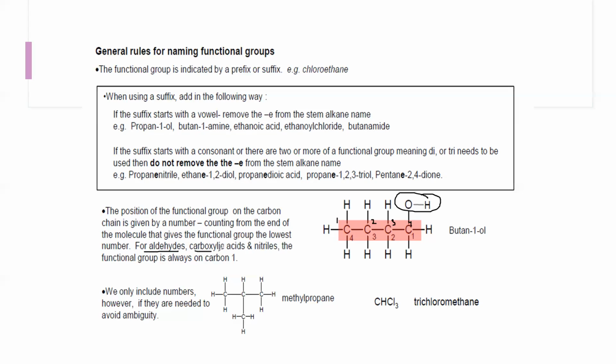But for aldehydes, carboxylic acids and nitriles, the functional group is always the first carbon. For a carboxylic acid, it is C double bonded with O and OH. So that's the first carbon. All the others are second, third, fourth, but this is always the first carbon. Same thing for an aldehyde, C double bonded with O and H. Same way, the nitrile group. So this is always the first carbon.